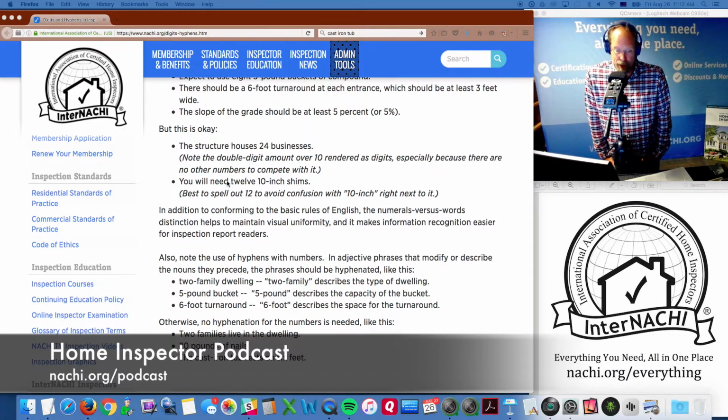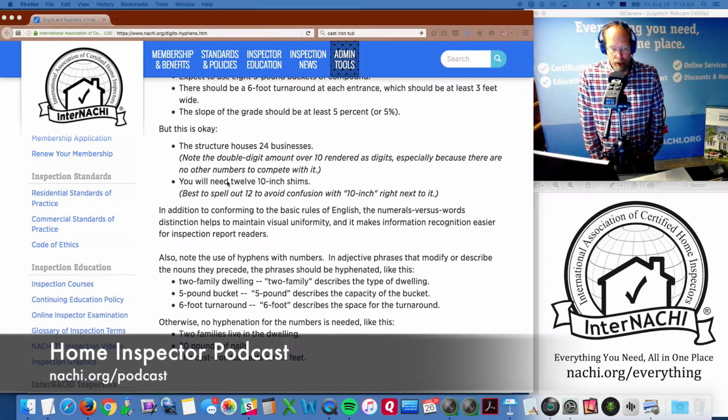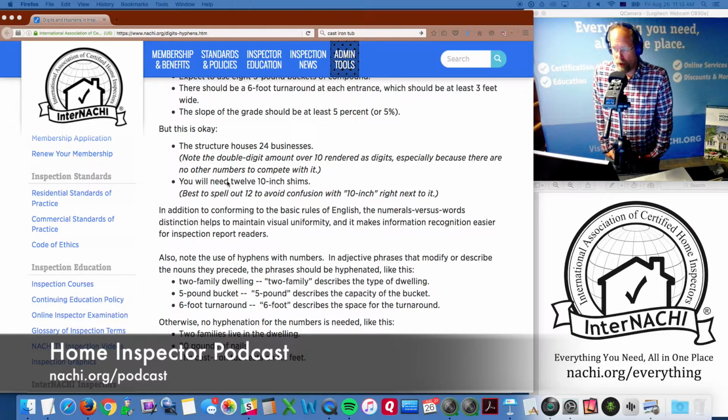How about percentage? When you use a percentage sign, a symbol, use a digit all the time. So the slope of the grade should be 10%. 10 is a digit, and you use the percentage symbol. How about 25% of the makeup error? 25% is a percentage, right? You're using the percentage sign. So when you have a percentage, use a digit. So it would be 2, 5, and the percentage sign.